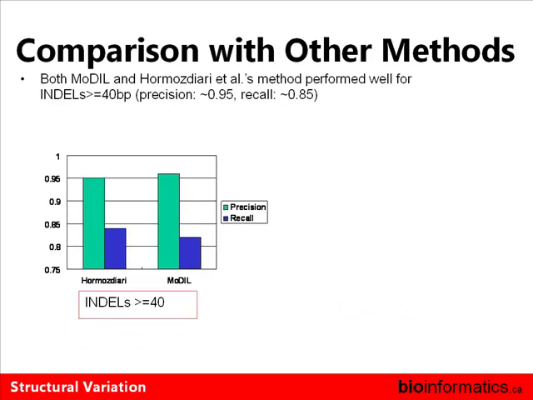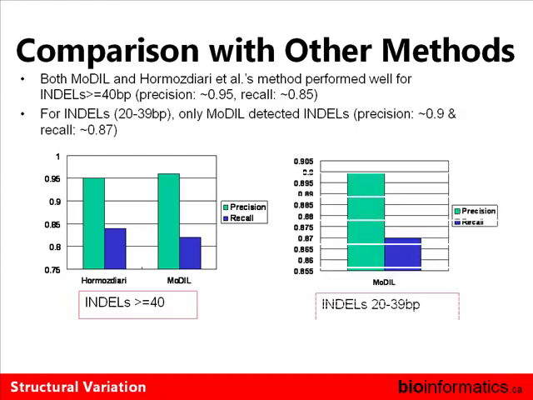We also did a comparison with another method, which was just published, for structural variation detection, which looks at just the mate pairs that are significantly different from the insert size. It turned out that we were pretty much exactly the same for indels greater than or equal to 40 base pairs. But between 20 and 40, they found absolutely nothing, while we had pretty much the same performance down to 20 base pair insertions and deletions. For them, 40 was basically a hard cutoff.